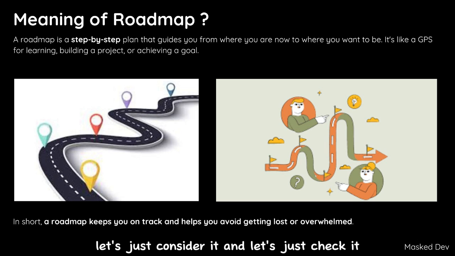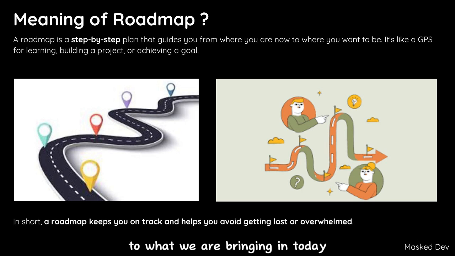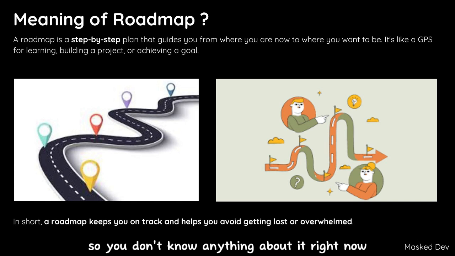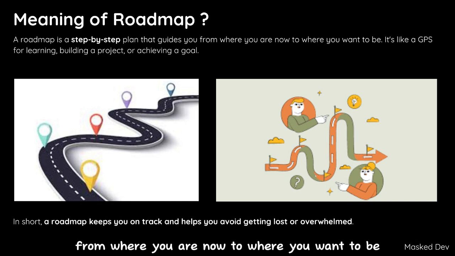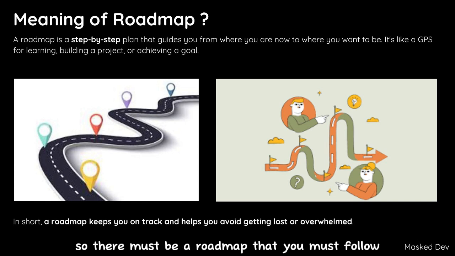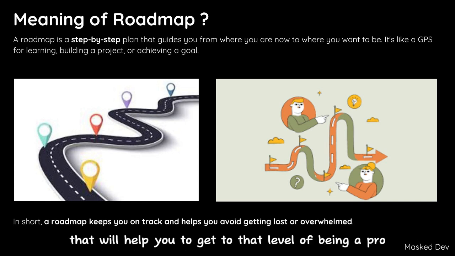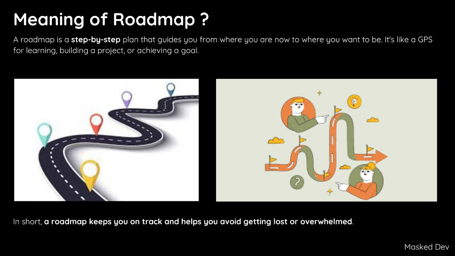Let's now apply it to what we are bringing today. For example, you want to be a pro in HTML, and you don't know anything about it right now. Just take the words from where you are now to where you want to be. There must be a roadmap that you follow that will help you get to that level of being a pro. That's what a roadmap is. It's like a GPS for learning, building a project, or achieving a goal.